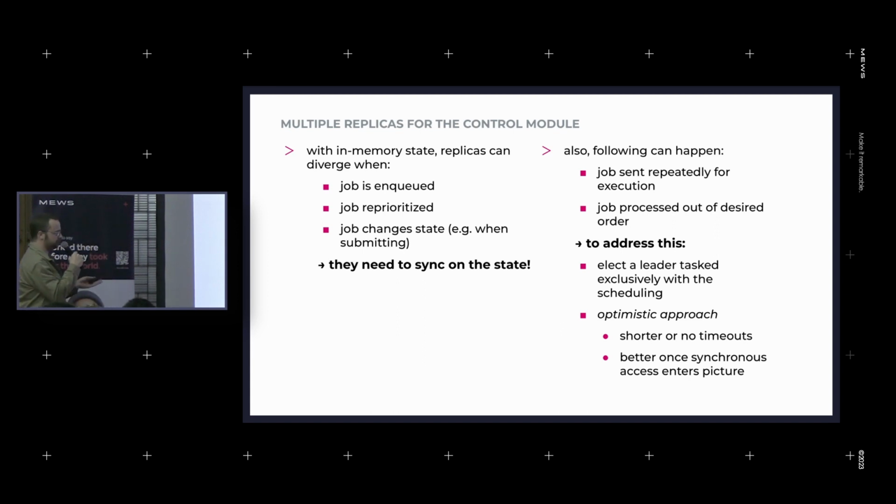And the simple fact is that the replicas need to sync on that state so that they make good decisions. We originally thought this was going to be a problem, but it turned out not to be that much of a problem. After some optimization, we are able to quickly read the states from the database and update replicas. So problem solved. Where it became more complicated was if we wanted to ensure that, for example, the job priorities are followed.